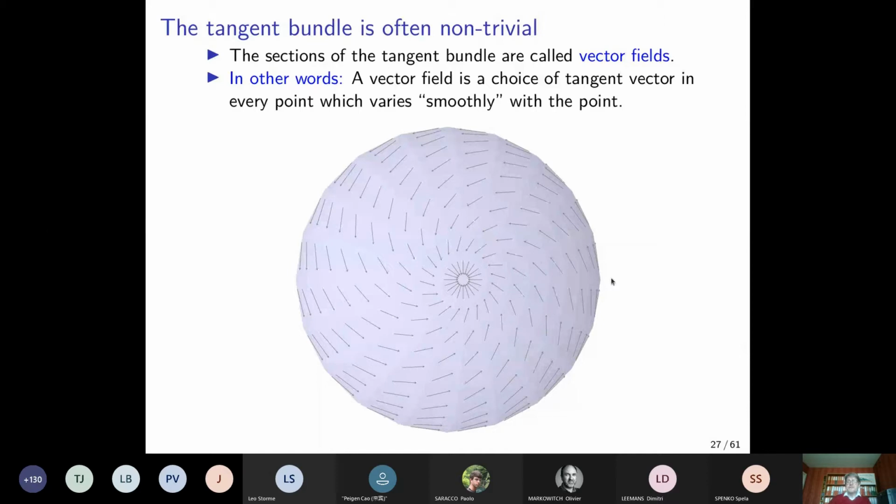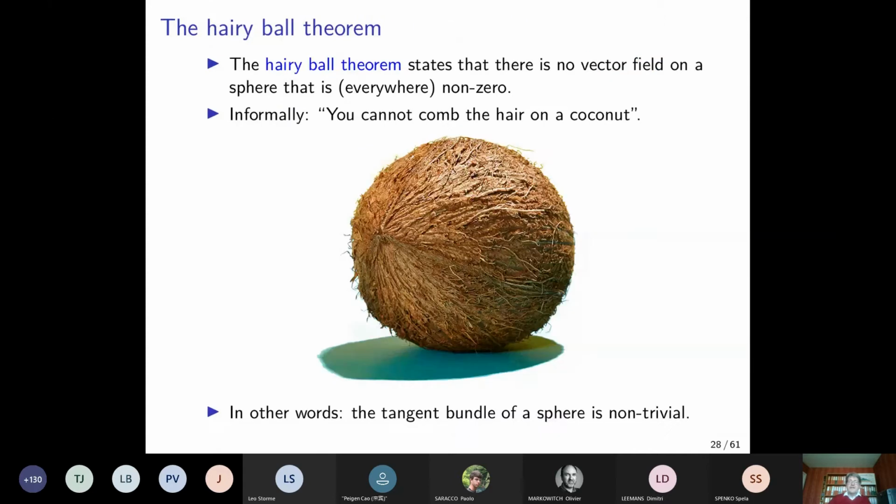Whenever one tries to construct a non-zero vector field on a sphere, one will run into trouble. And there's a mathematical theorem behind this, which is called the Hairy Ball Theorem, which states that there is no vector field on a sphere that is everywhere non-zero. And informally, this theorem is known as you cannot comb the hair on a coconut. So in other words, the tangent bundle on a sphere is non-trivial.